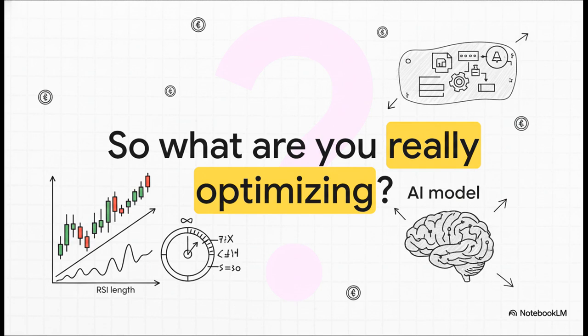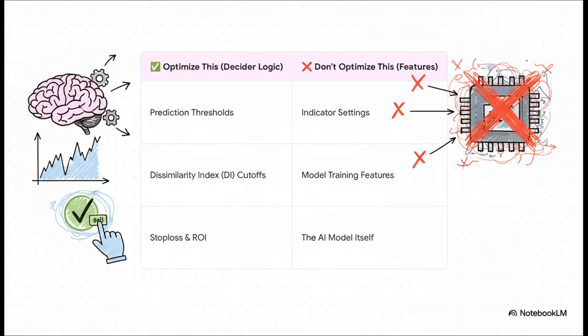With a normal bot, you'd be fiddling with indicator settings all day, right? Changing the RSI from a 14 period to a 12, and so on. But if you have an AI making the predictions for you, what's even left to optimize? And here it is. This is the paradigm shift.